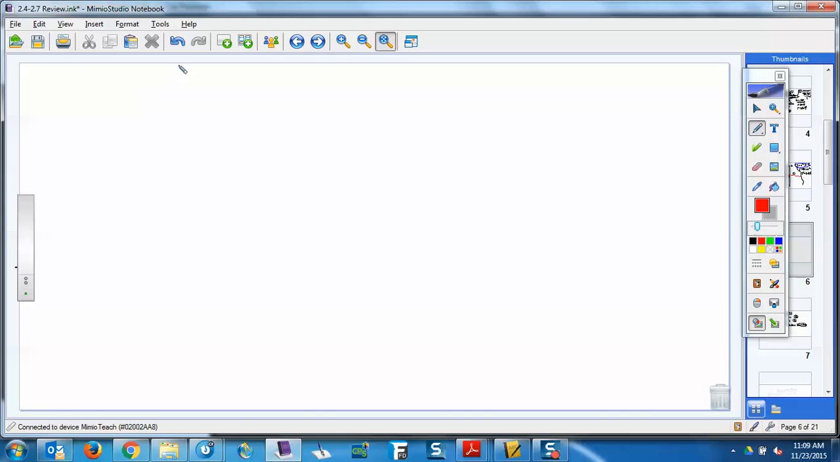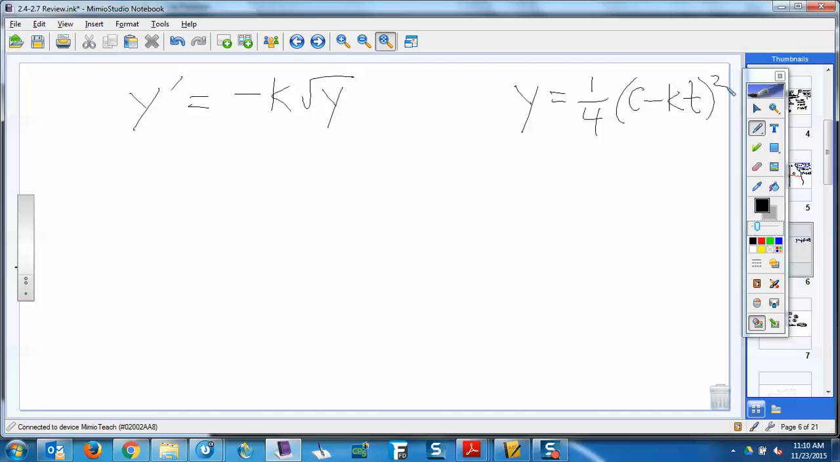Okay, so for example, let's talk about this Torricelli's law. They give you the differential equation y prime equals negative k square root of y, right? And they tell you that their proposed solution to this is y equals 1/4, and I know they put it over 4, but I've told you many times I think it's better to use fractions than the division. I think division is more confusing. And then this is c minus kt to the second. That's their proposed solution to that differential equation.